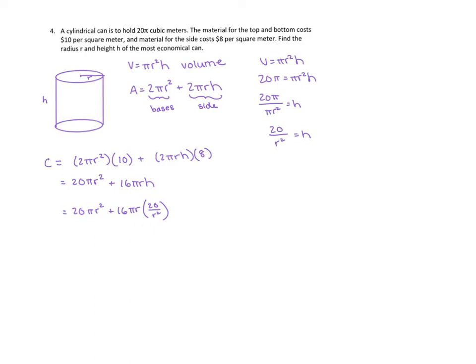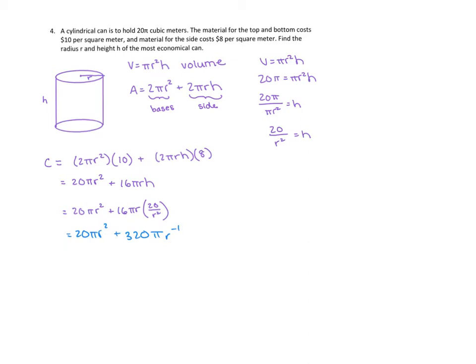I would simplify this expression a little bit more, so let me do that first. It looks like I'm going to have 20 pi r squared plus, and then 16 times 20, that is 320 pi. The r divided by r squared, that's going to leave me with an r in the denominator, but we've seen in quite a few problems so far just how much better it is to write it in exponential form instead. So I'm just going to say 320 pi times r to the negative 1.